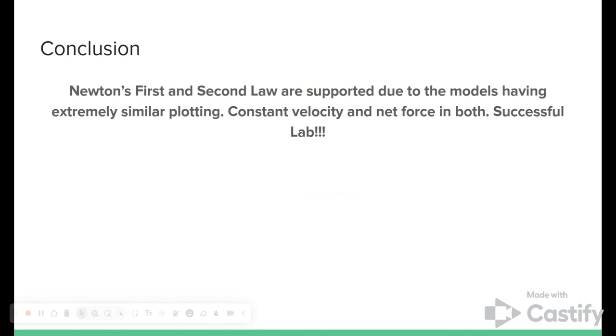So our conclusion from this was that Newton's first and second law are supported due to the models having extremely similar plotting, and constant velocity and net force were supported in both, and it was a success.